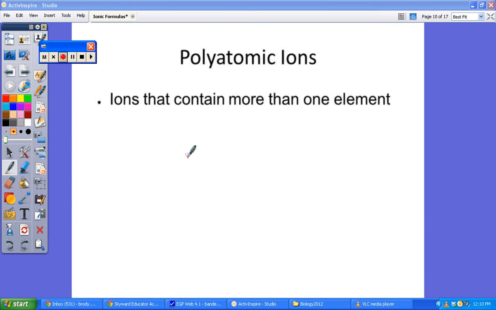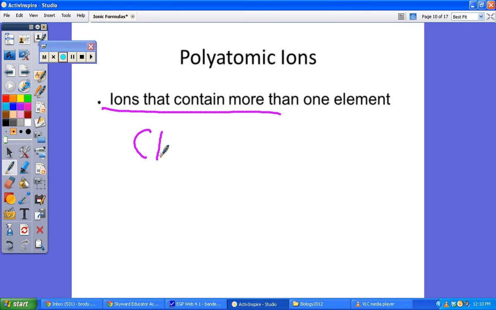This is the second part of the talk on polyatomic ions. These are ions that contain more than one element. So in the previous slide, you might have seen chlorine minus, Cl 1 minus, bromine, Br minus 1. Now we're going to look at ones that contain multiple.